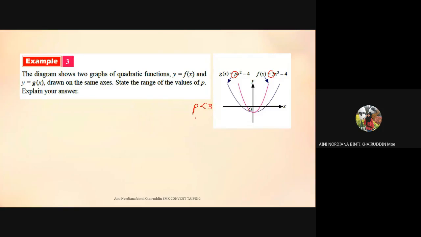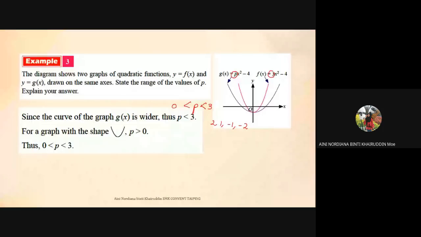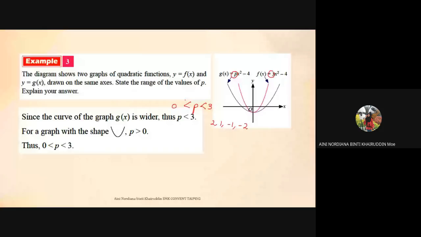But if you just write it like this, less than 3 means 2, 1, 0, negative 1, negative 2. So can we write it like this? No. Why? Because we must also state greater than 0. P must be greater than 0, because if it is less than 0, the graph becomes a sad shape graph. So it cannot be less than 3 only; it must be greater than 0 and less than 3.